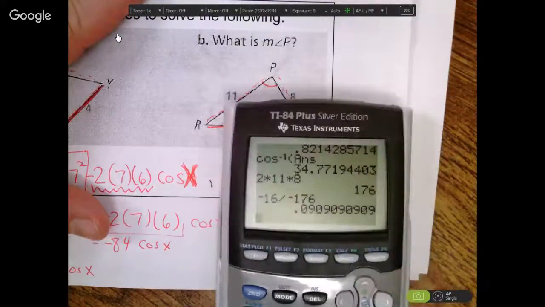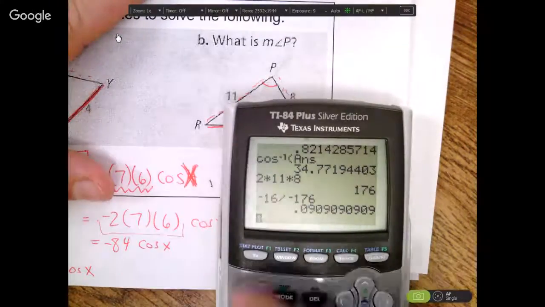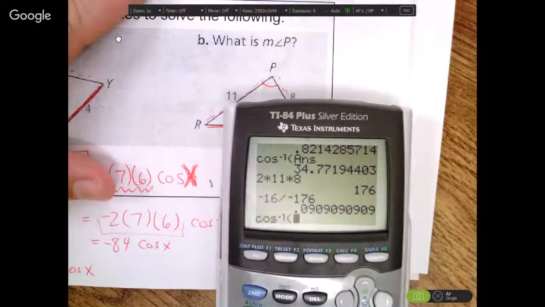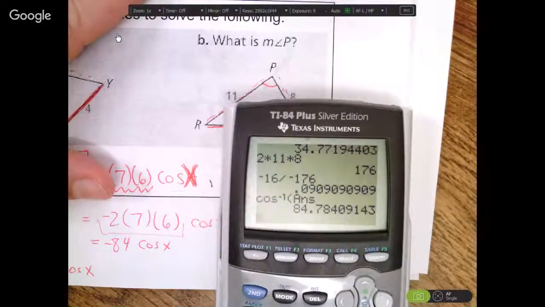So then in my calculator, I'm going to do second inverse cosine of my answer, and I get 84.8 rounded. I probably would accept 85.